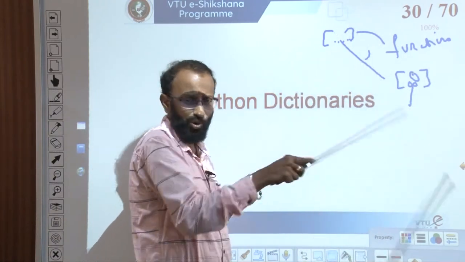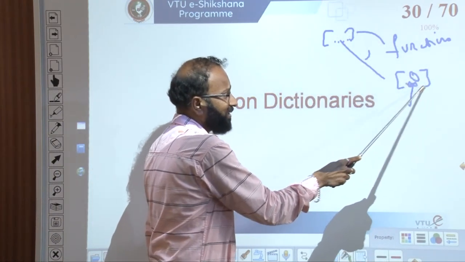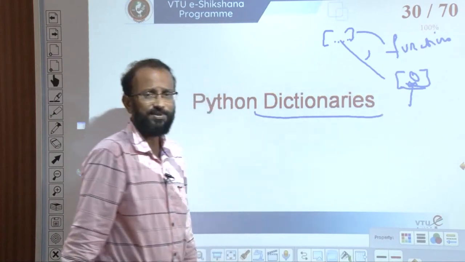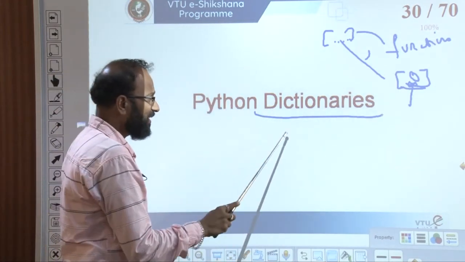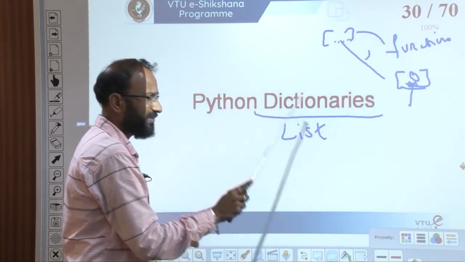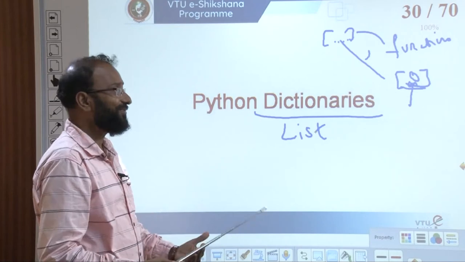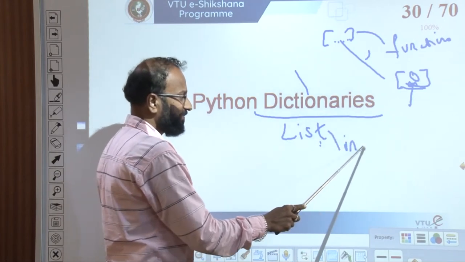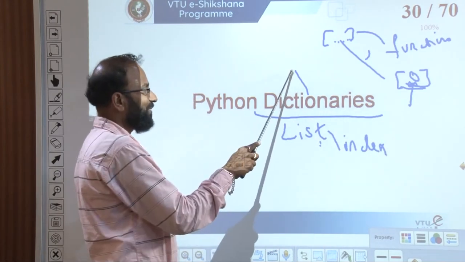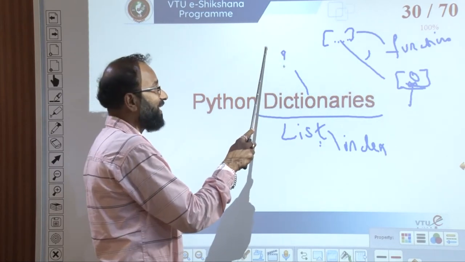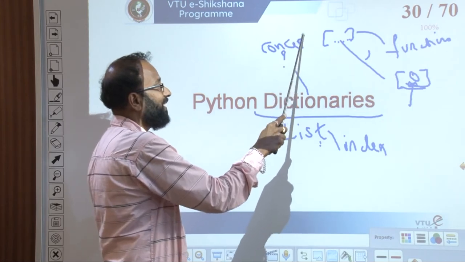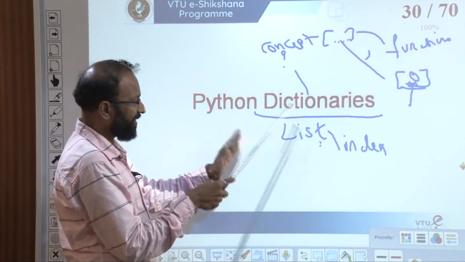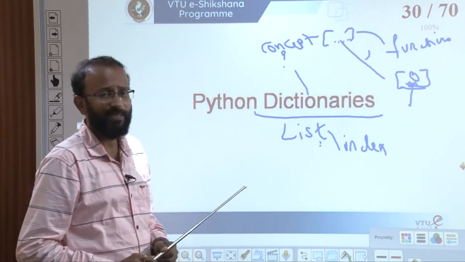But all of this, how did we access it? Always using the concept of index. But we have something called a dictionary, where it is similar to a list, with one additional facility. To access a member here, it is an index, but to access a member in a dictionary, it may not be an index, it's another concept. So we will look into what dictionaries are, how they are different from a list, and how we access an element inside the dictionary.